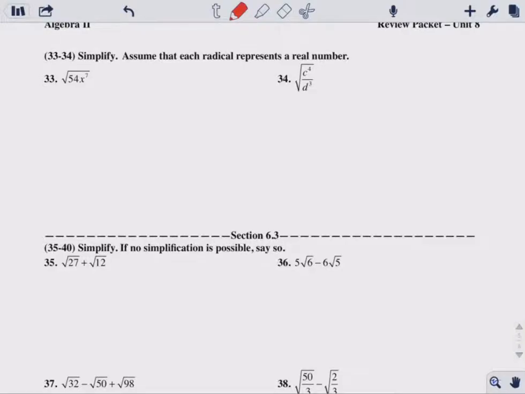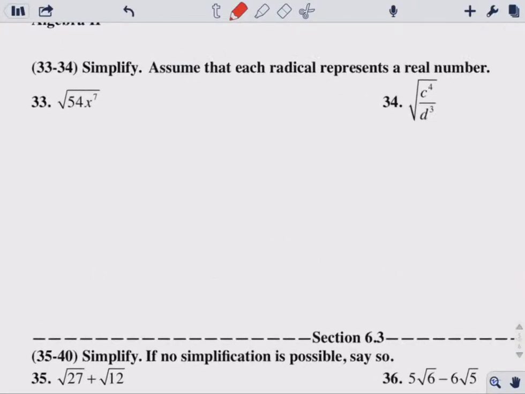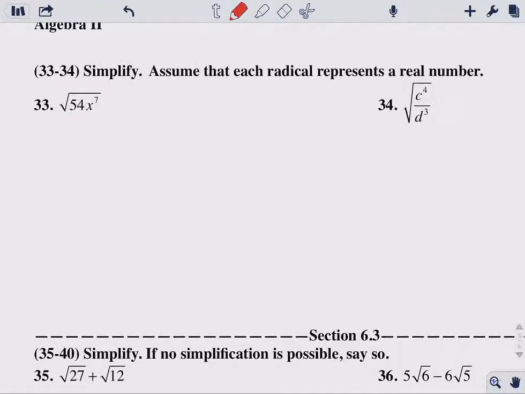Alright, we're on to page 5 of the Unit 8 review for 4th period Algebra 2. Okay, we are still in 6.2, Chapter 6, Section 2. We're simplifying, assume that each radical represents a real number.